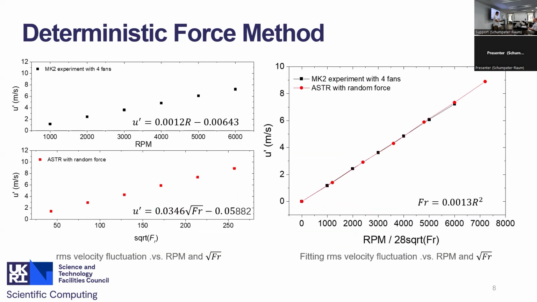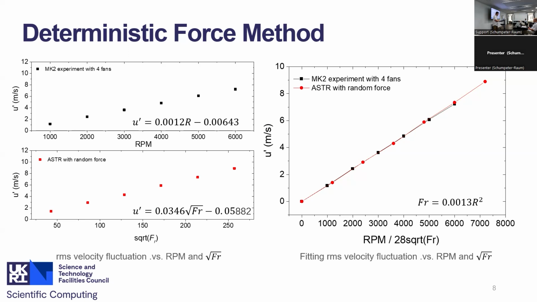I'll do some calibration. This is an experimental measurement. You see the velocity fluctuations in the experiment increase linearly with the rotating speed of the fan. So with a high speed of the fan, the turbulence becomes stronger. And in our simulation, we also see the velocity fluctuations increase linearly with the square root of the FR. So with a bigger FR, the velocity becomes stronger. So we can match them with the experiment.